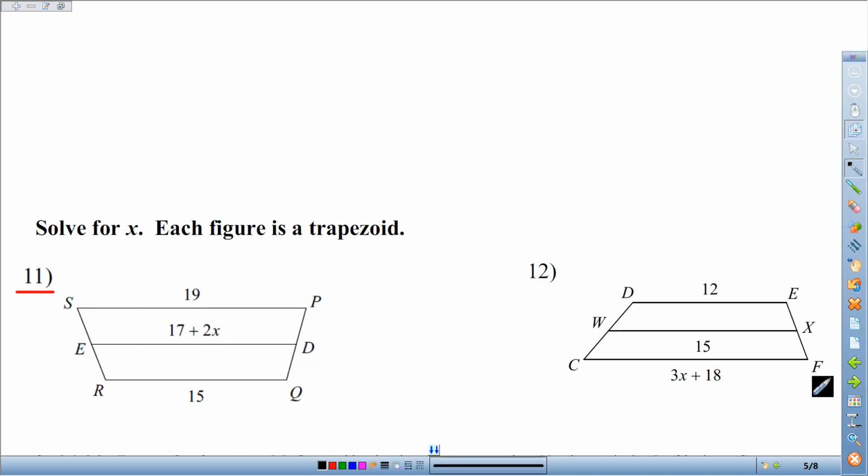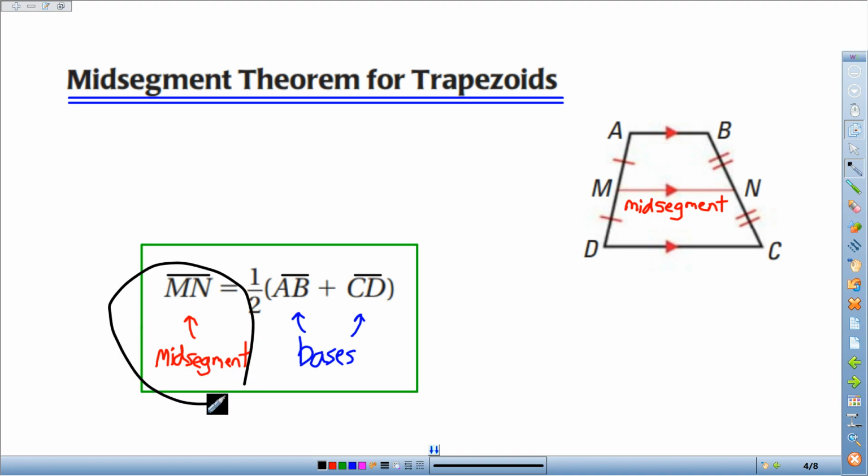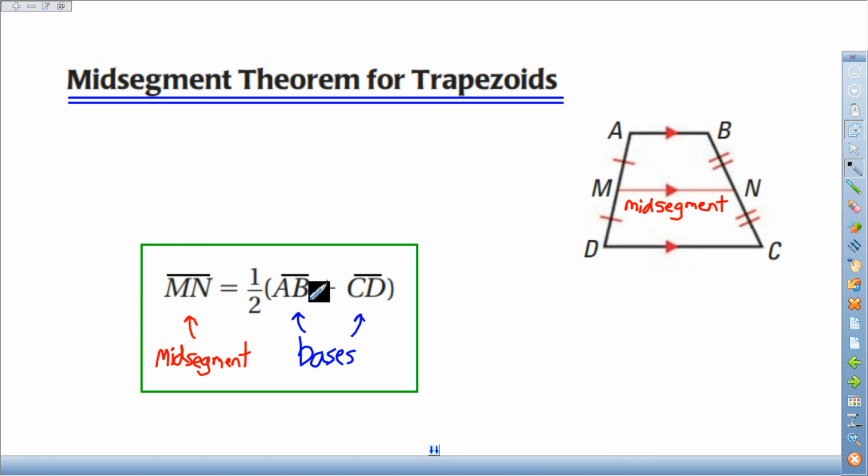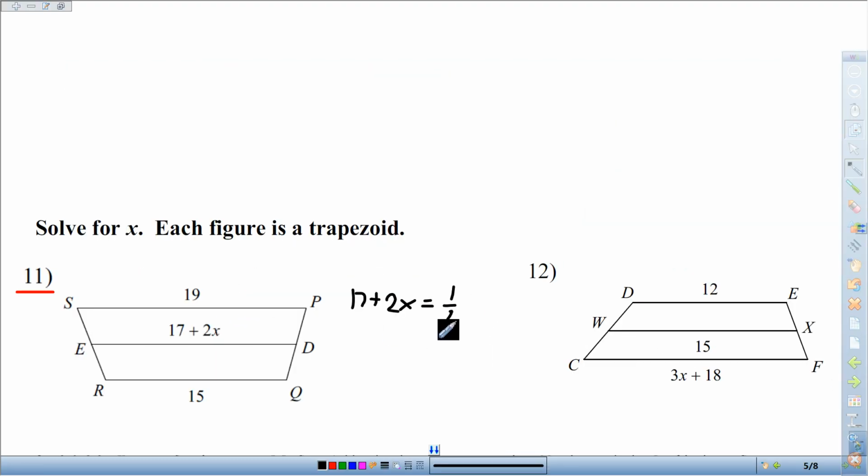These are giving us more complicated values for our segments here. So let's try number 11. First thing to remember when you go to plug in your numbers, the first thing you're going to plug in is the mid-segment. On this problem, number 11, the mid-segment is this 17 plus 2x. So that's going to be plugged into my formula first. And then that equals 1/2 of the two bases added together. So 1/2 of 19 plus 15.